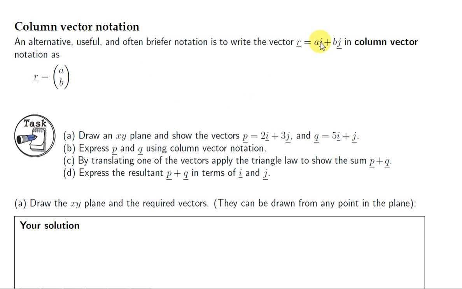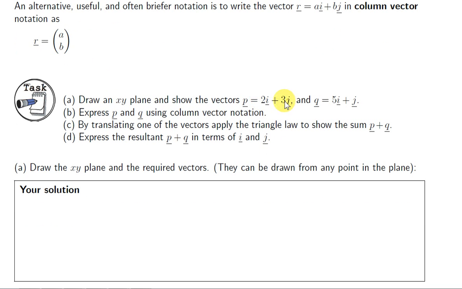Now there is another notation for this. Since we're always working with i and j, we can just disregard them when we want to denote a vector. We can just strip out those components. Well, they're not components, they're unit vectors. a and b are considered to be the components, actually. So we can just emphasize those by writing them as a column vector.